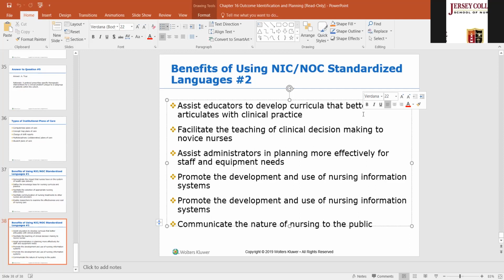It helps us to plan more effectively for staff and equipment needs. It promotes the development and the use of nursing information in the system. And it also helps us communicate the nature of nursing to the public in general. Questions?